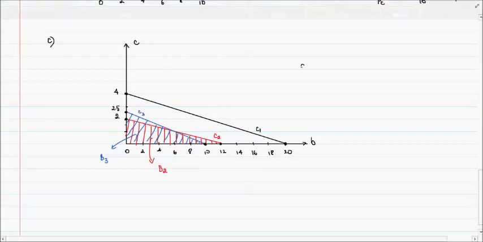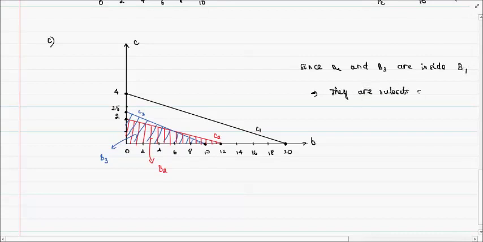So I'll say since B2 and B3 are inside B1, they are subsets of B1.